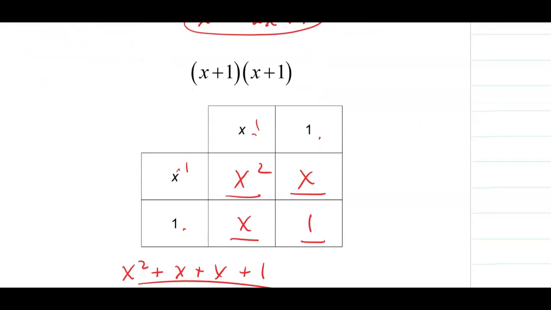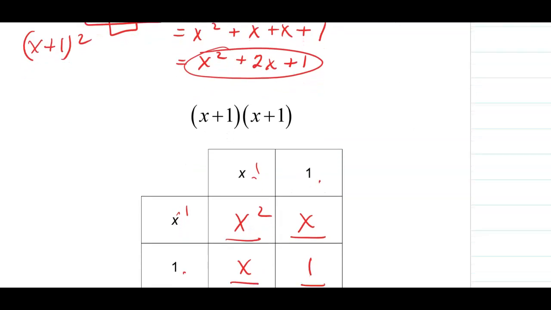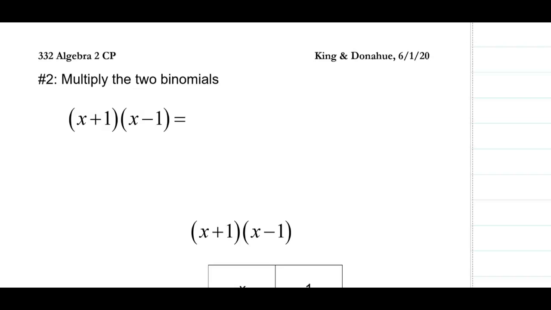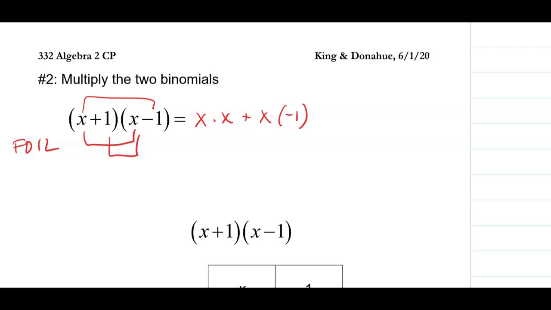Again, this grid structure, it's sort of like a table with empty cells, allows us to structure this FOIL calculation in a visual way. Use that method if it helps you to do these problems. Now here's x plus 1 times x minus 1. So we're going to use FOIL. And the first terms will give us x times x. The outer will give us x times a negative 1. The inner will give us a 1 times x.